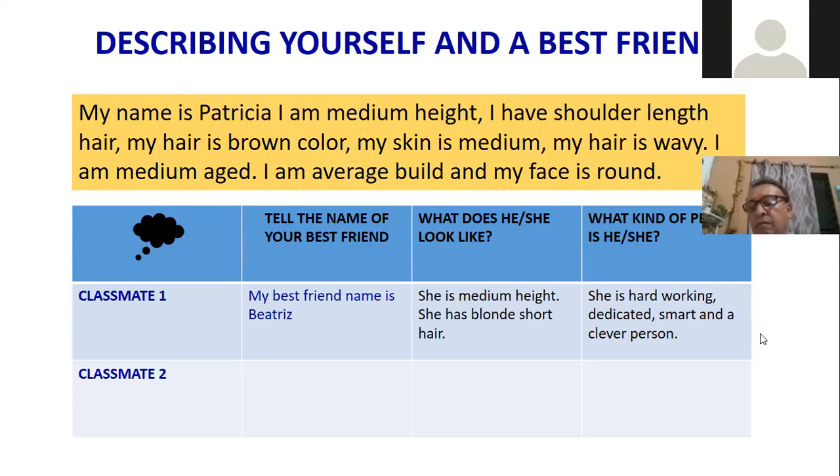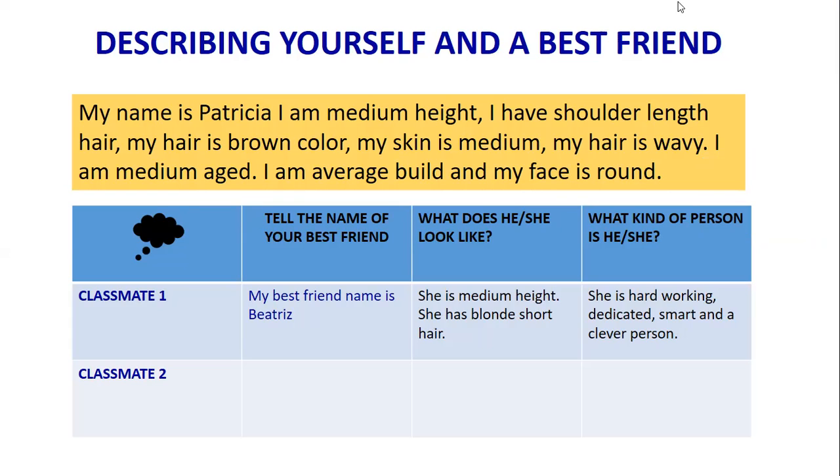Angelito. My best friend's name is Beatriz. She is medium height. She has long hair. She is hardworking, smart, and a clear person. Okay, very good. Excellent, Angelito. Very good job. Okay, who continues? Go ahead, the next team.